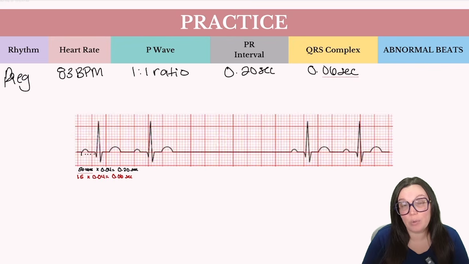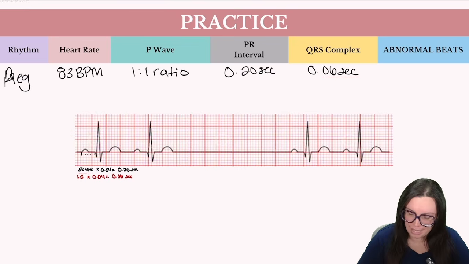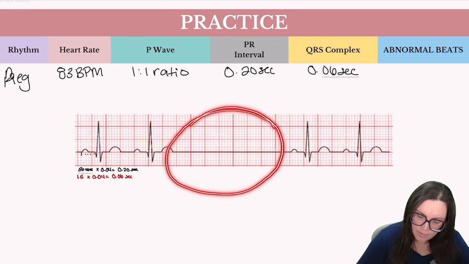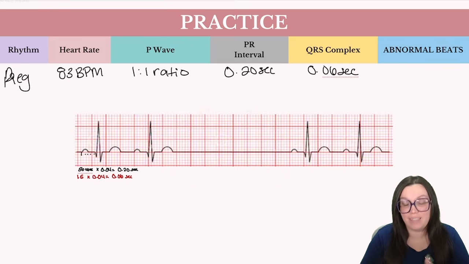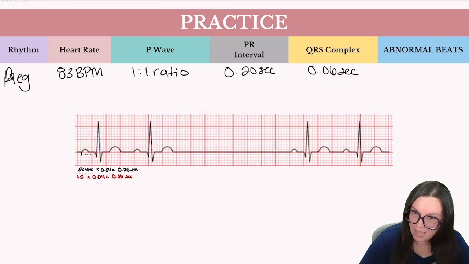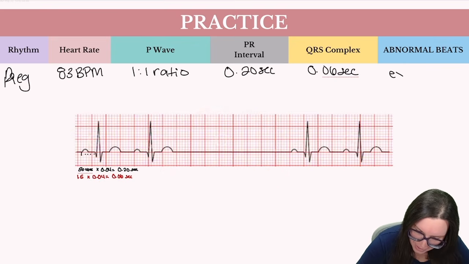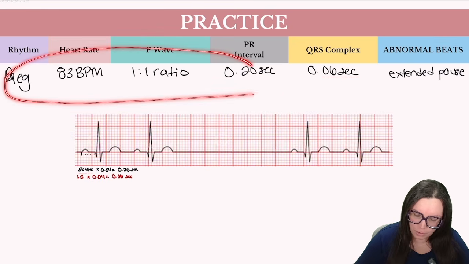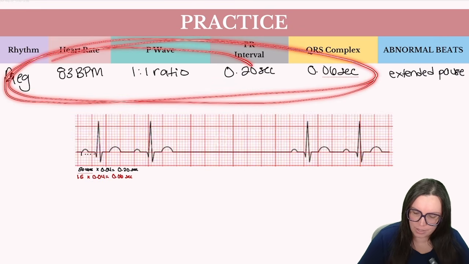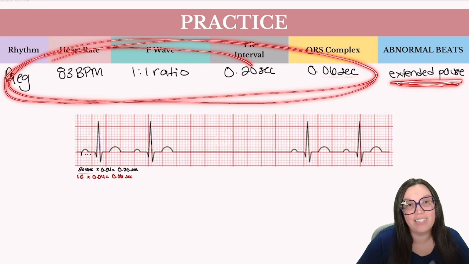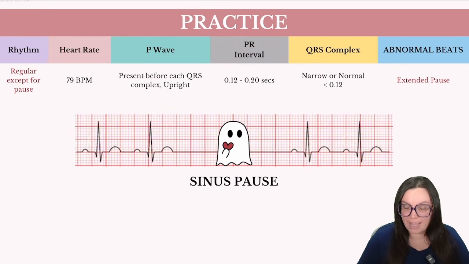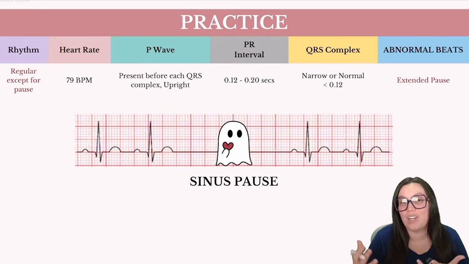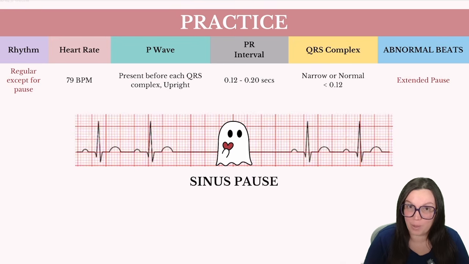So then the last thing we want to consider is, are there any abnormal beats? Well, yes, we absolutely have an abnormal beat here, right? Because we have this prolongation without anything that occurred here. So we have what we want to call an extended pause. So based on everything that we have here, we have what looks to be a sinus rhythm. The only issue is that we have this extended pause. And with that, we know that we're going to have a normal sinus rhythm with sinus pause.